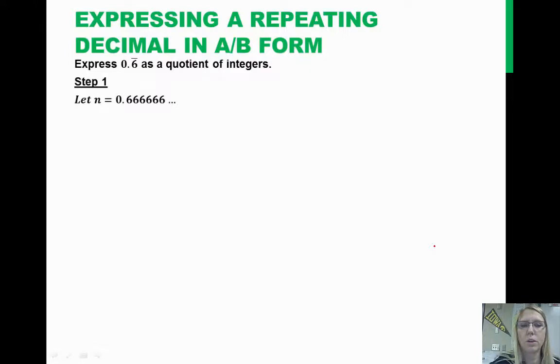So I want to give you the example of expressing 0.6 repeating as a quotient of integers. So our first step is to let n equal 0.6666666 repeating. You're going to do this with all of these repeating decimals. Always just let the first step, let n equal that without the bar, and just repeat it.